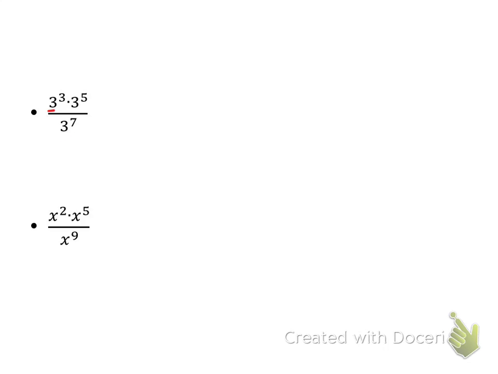Now, in order to simplify this problem, what I want to do first is focus on my numerator, because I notice that 3 to the third power times 3 to the fifth power, I can add the exponents. I'm going to simplify this because my base is the same, so it's 3, and then 3 plus 5 is 8. So I have 3 to the 8th power over 3 to the 7th power.